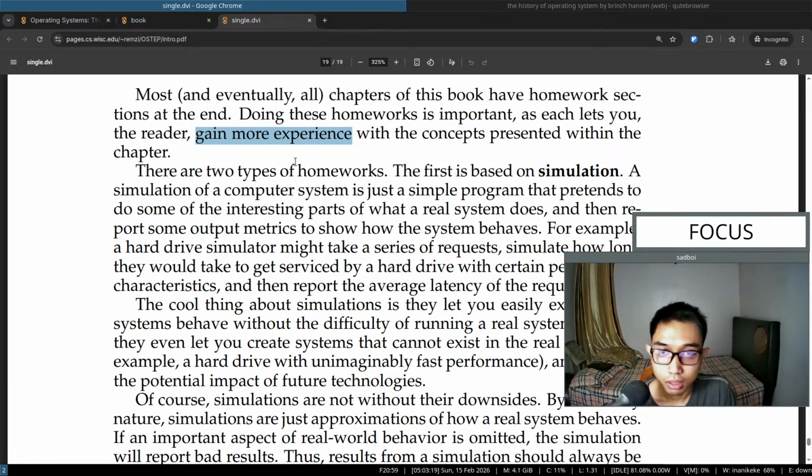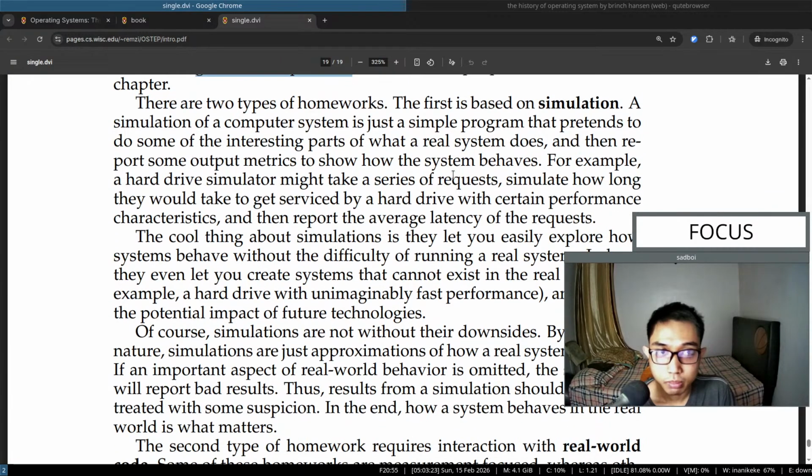There are two types of homework. The first is based on simulation. A simulation of a computer system is just a simple program that pretends to do some of the interesting part of what a real system does, and then reports some output metrics to show how the system behaves.